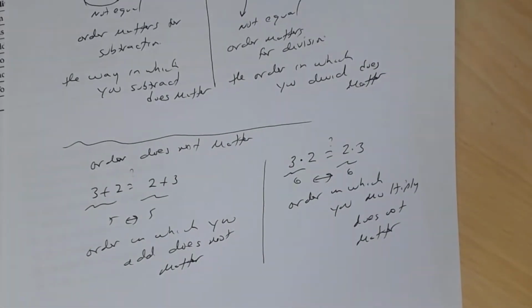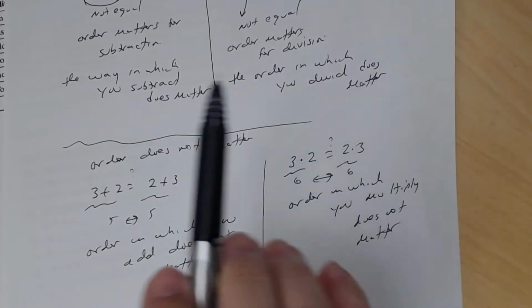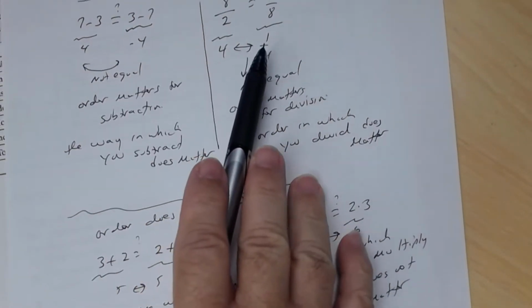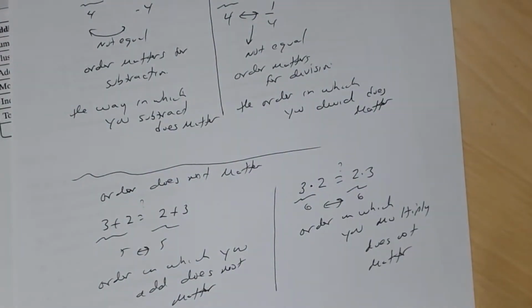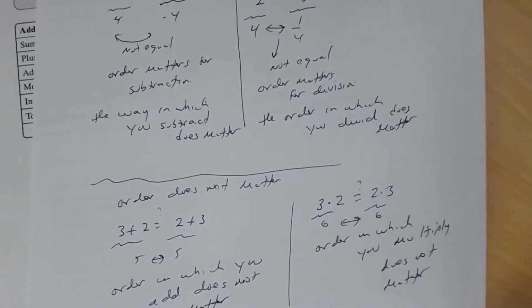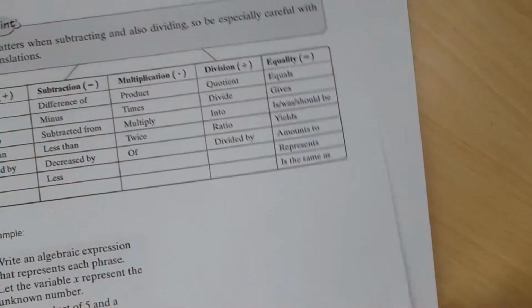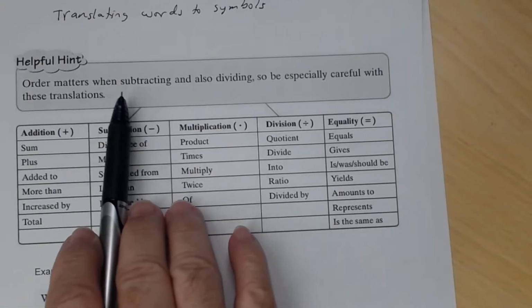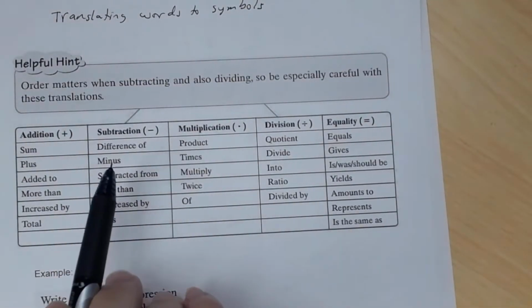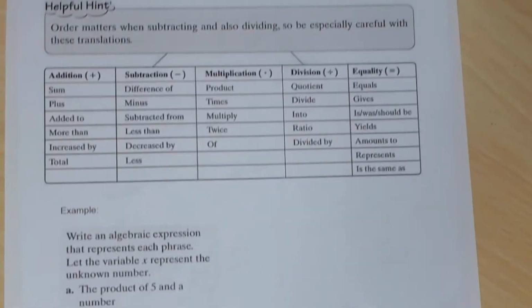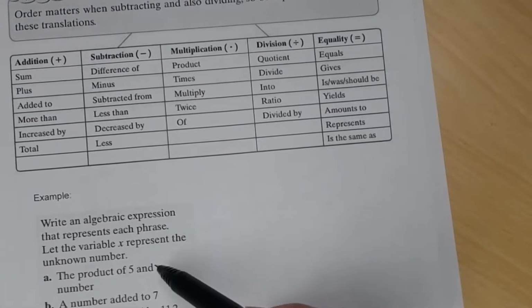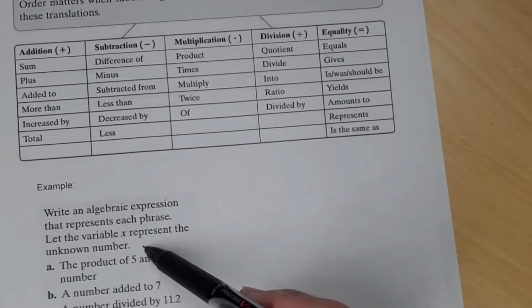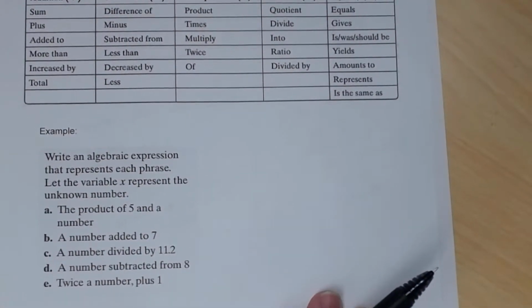Now, in the next lesson, you're going to see what those properties are called. So the order matters for subtraction and division. Order does not matter for addition and multiplication. Okay, now let's go back and continue on. Order matters when subtracting and also dividing, so you need to be especially careful when you see these words. So let's look at this example. We're going to write an algebraic expression that represents each phrase, and we're going to use the variable x to represent the unknown number.